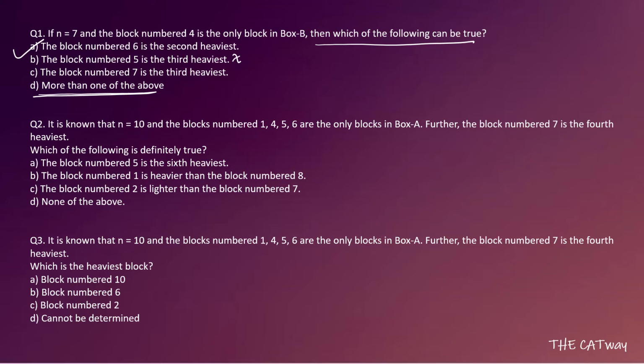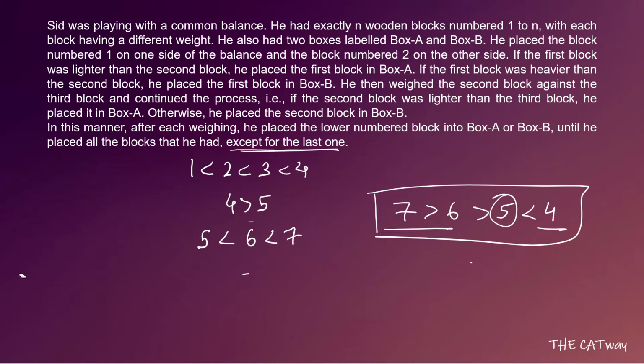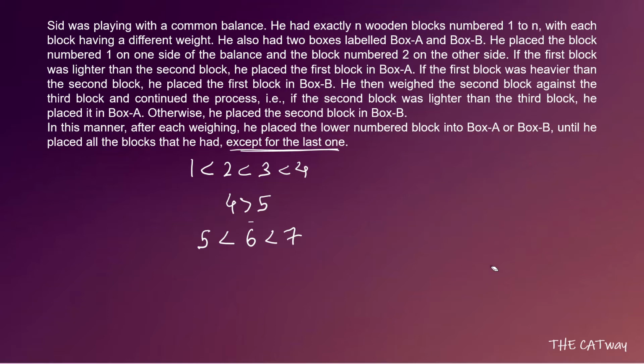Come to the third one. It says that block number 7 is the third heaviest. So let's check whether a possible case of this can arise. If block number 7 is the third heaviest, that means 7 is going to come here, 6 is going to come over here, and 5 is going to come over here. That is for sure. Now two of them have to be heavier than this.